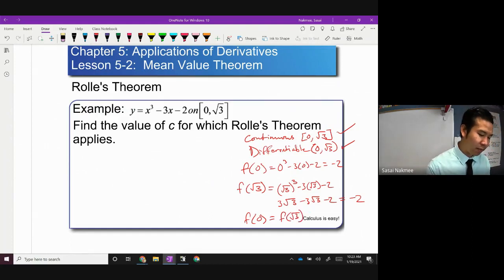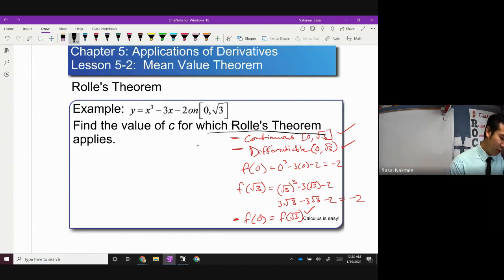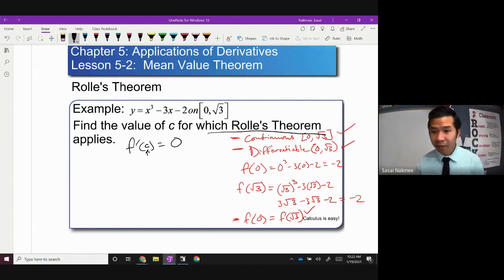Since that checks out, these are the three conditions that you need. 1, 2, 3. If all three check out, you can say Rolle's theorem applies. Therefore, there should be some value c such that f prime of c is equal to 0. And then we just do the algebra part again. The algebra part is not as important as the calculus part, which is that you can prove that that point exists.